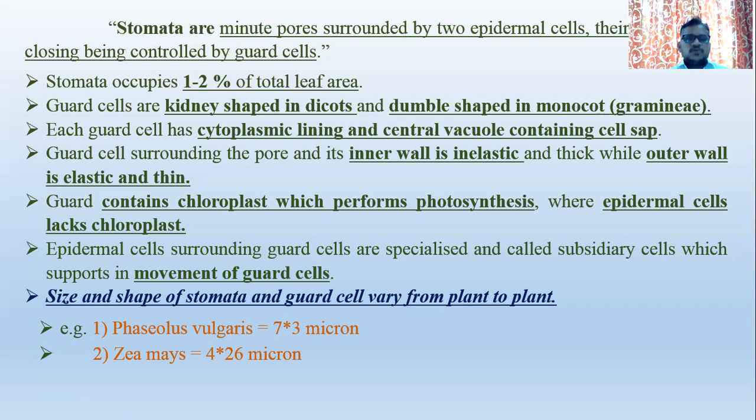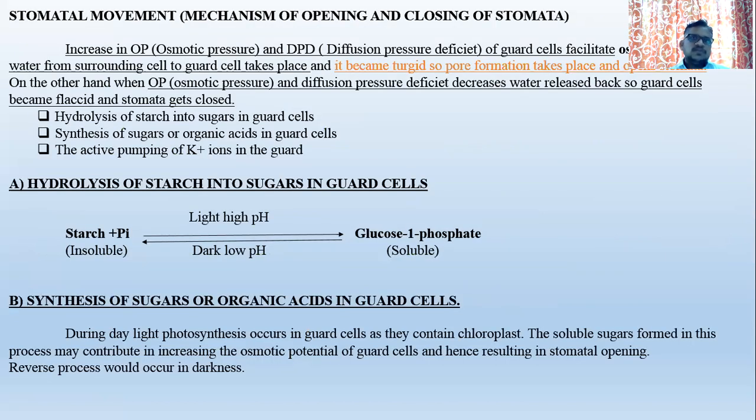Size and shape of stomata and guard cell vary from plant to plant. Okay, so it depends on the species of the plant and type of the plant. Examples are given here. Phaseolus vulgaris has a size of 7 by 3 micron, while in maize it is 4 by 26 micron. That is, 4 micron is the width, while 26 micron is the length of the stomata.